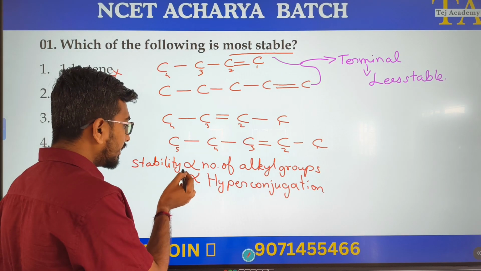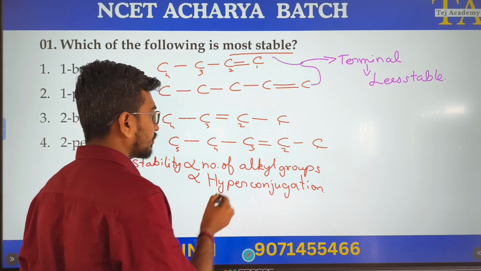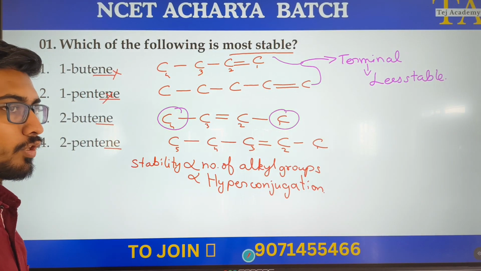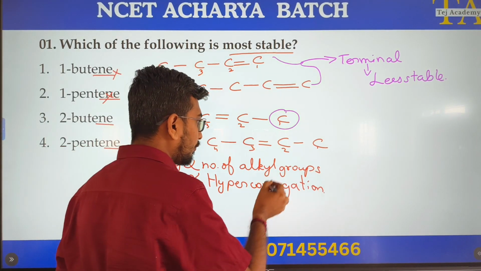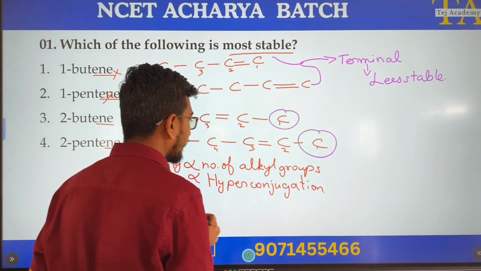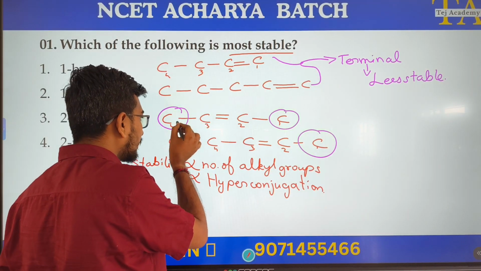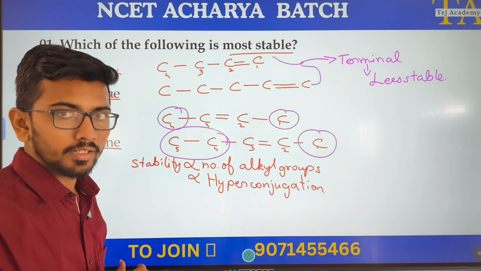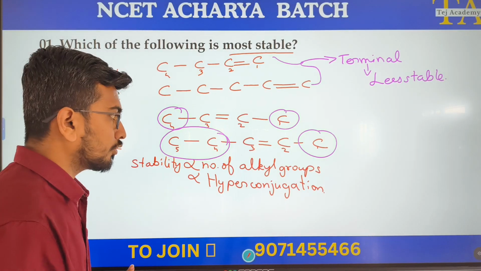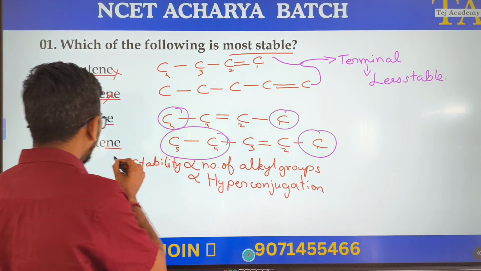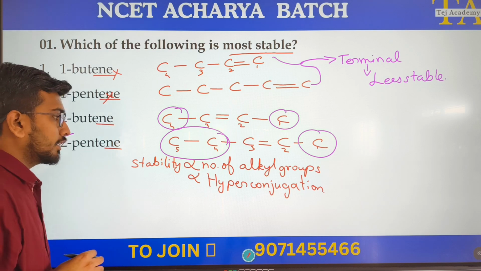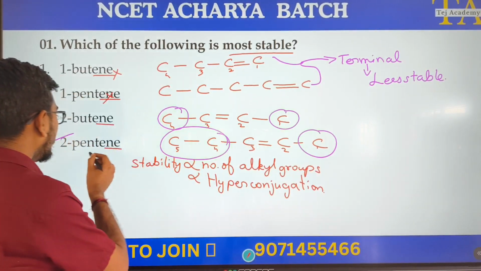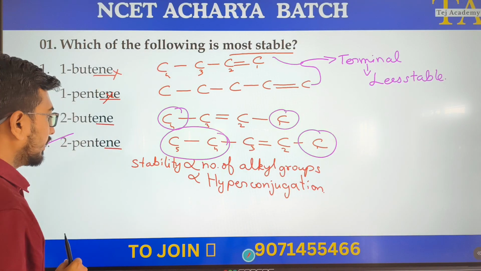Now we also know that stability is directly proportional to the number of alkyl groups. So here 1 and here 2, two alkyl groups are present for the double bond. In the fourth option, here also 2 alkyl groups. But compared to the third one, here the C2H5 is a bulkier group. So easily we can find out that the fourth option is the correct one. More number of substituent groups or more number of alkyl groups means it is more stable. Okay.